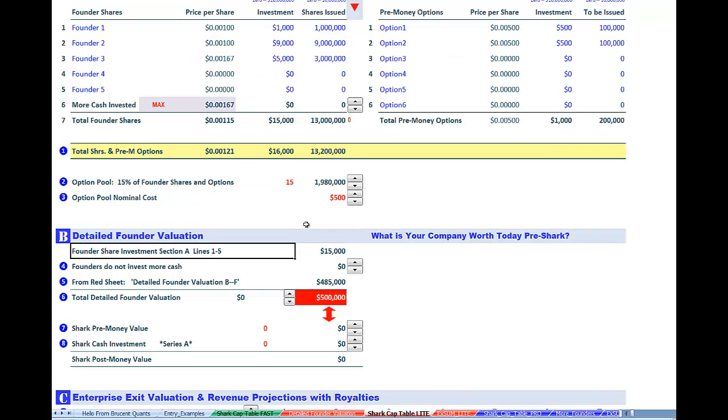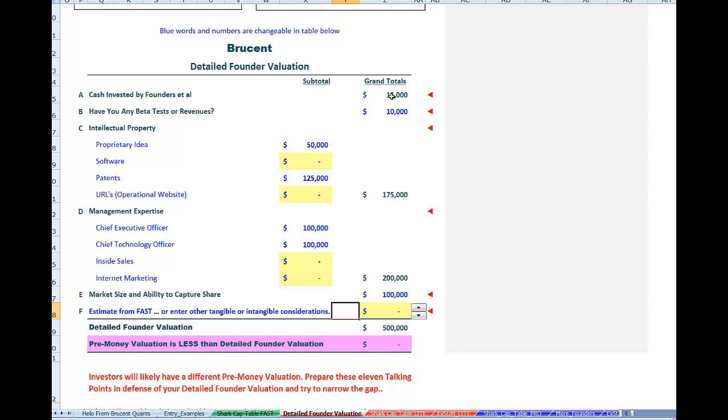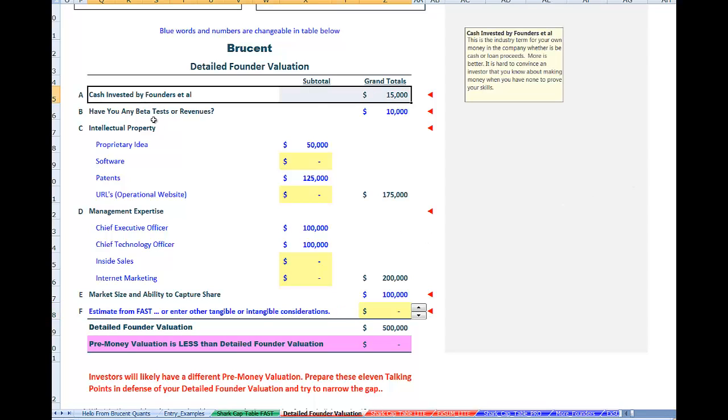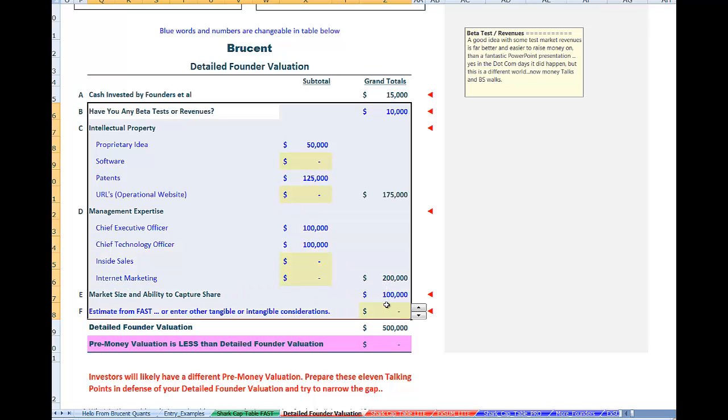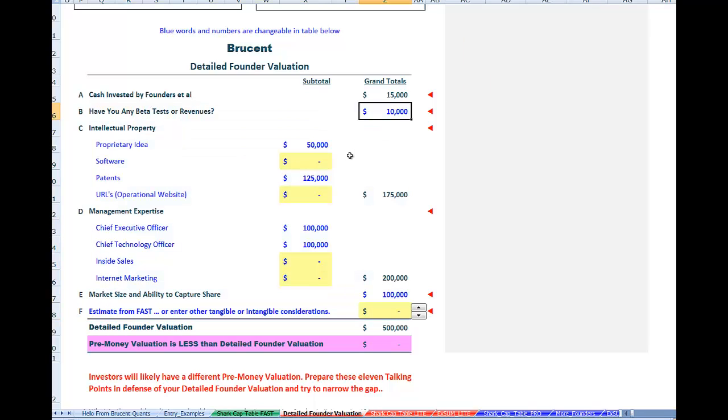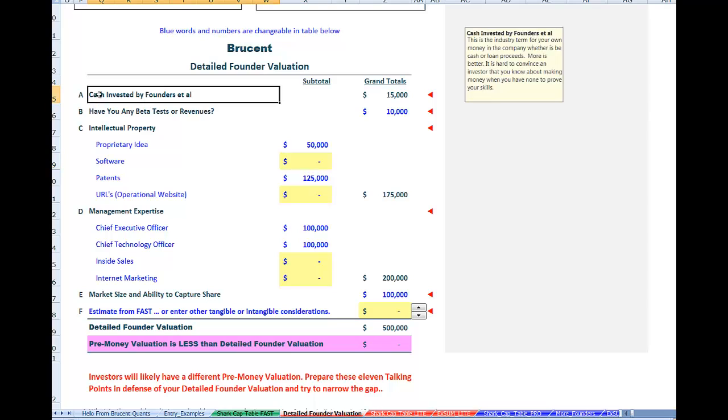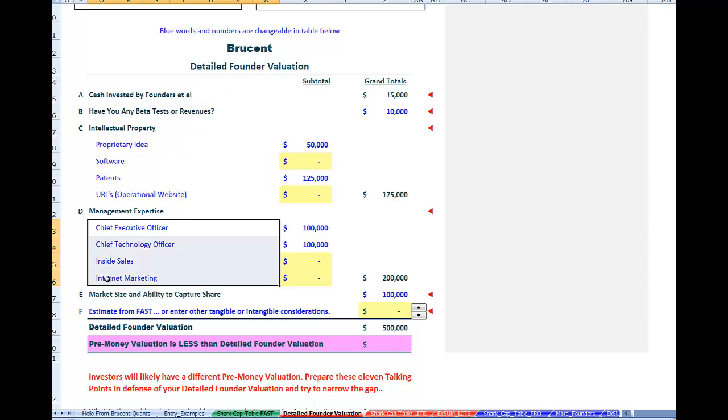Well, here we go. I'm going to scroll down a little bit so we can refer back and forth. Here's the founder share investment. There's your 15. We do not have the investors or the founders investing any more cash. That might come in a little bit here. So here we have from the red sheet, the detailed founder valuation. Now there's that $15,000 that the founders put in, and the rest of this are items that you can enter. For example, maybe you have $10,000 worth of beta tests or revenue and proprietary idea, patents, whatever. The yellow is blank. When you put a number in it, it stops being yellow. You cannot change these, but anything in blue you can change.